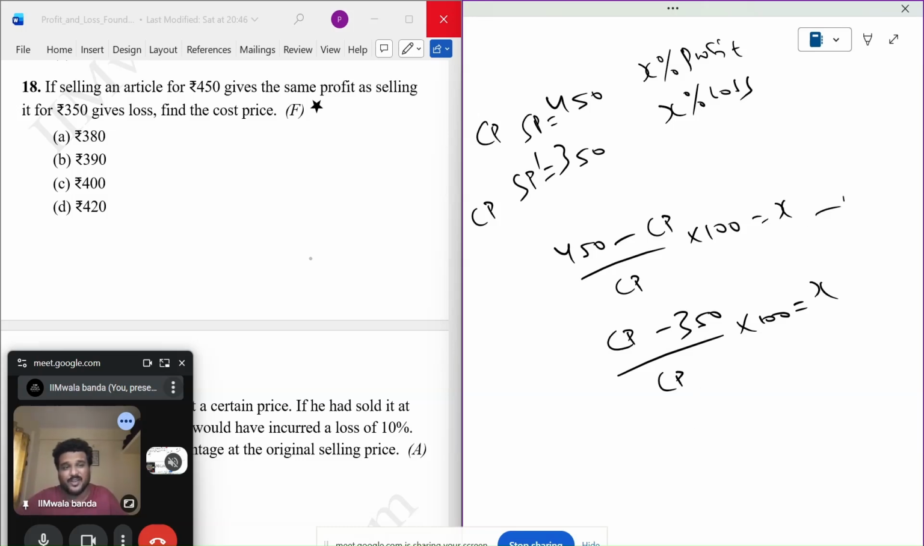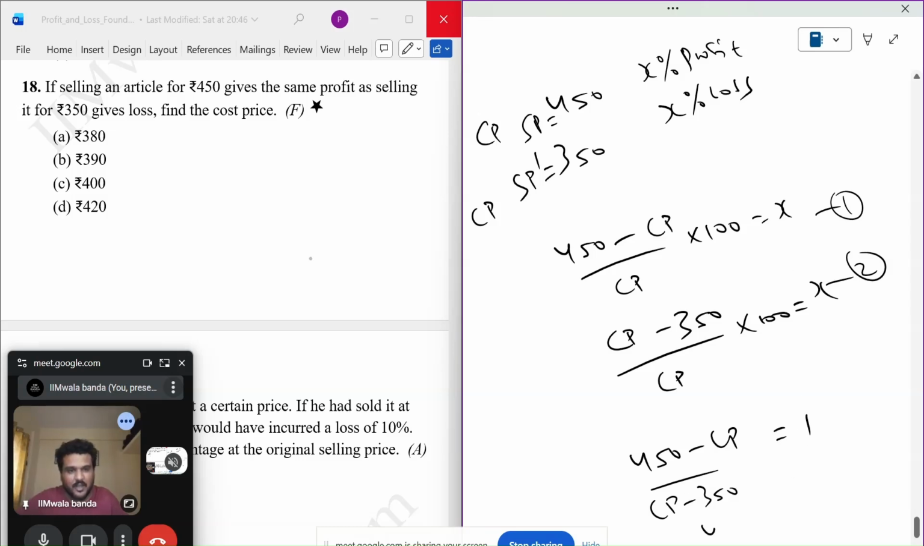Now what will you do? Do you want x? No, you want CP. So divide the two. 450 minus CP upon CP minus 350. 100 will get cancelled. X will get cancelled. 450 minus CP is equal to CP minus 350. 350 will come here, this will become 800. 2 CP, it will become from here. CP will be 400. Right?